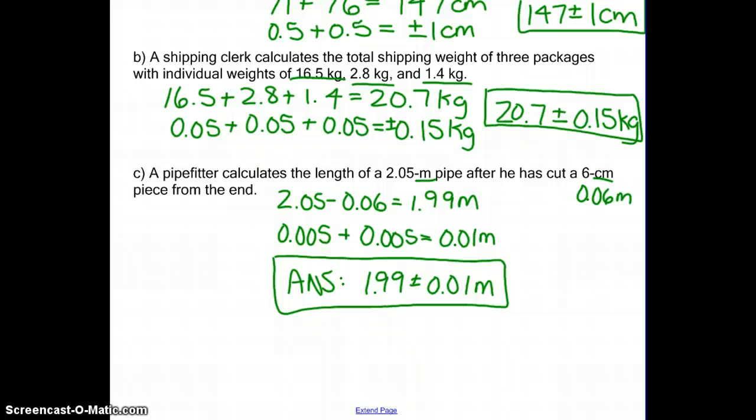Now notice that you always add the uncertainties. It doesn't matter if you're subtracting in the part before, you always add the uncertainties.